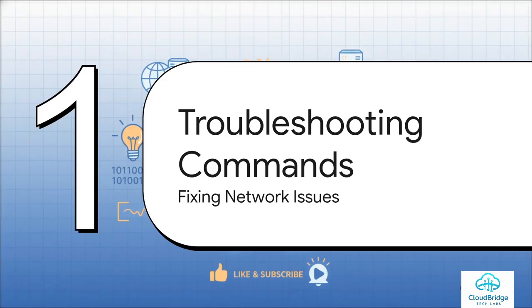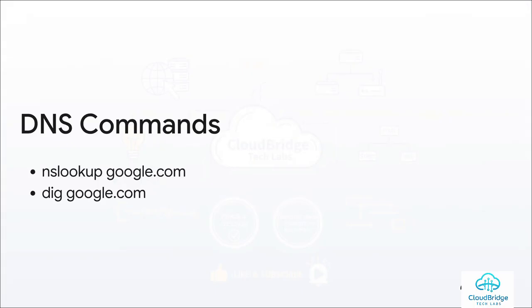Which brings us to section 4, essential troubleshooting commands. Time to fix some network issues. Because things will break, right? And when a domain name isn't resolving, you don't just guess, you verify. Your 2 primary utilities for manually querying DNS records are nslookup and dig.